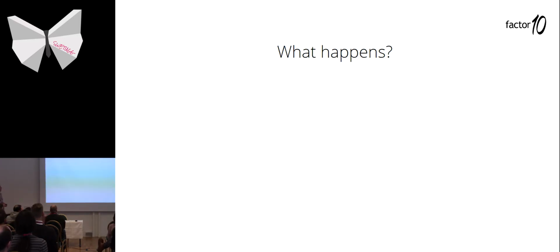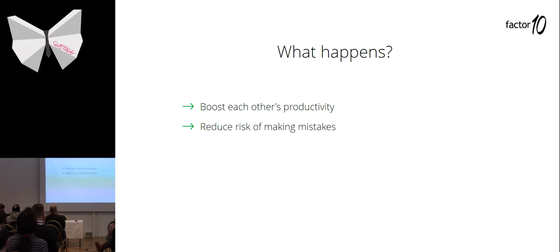So what happens when we have this? Well, we on the team can boost each other's productivity by using test-driven development and by thinking about these 4 things. We can help each other be productive, which I think is a good thing. And we can reduce the risk of making mistakes.